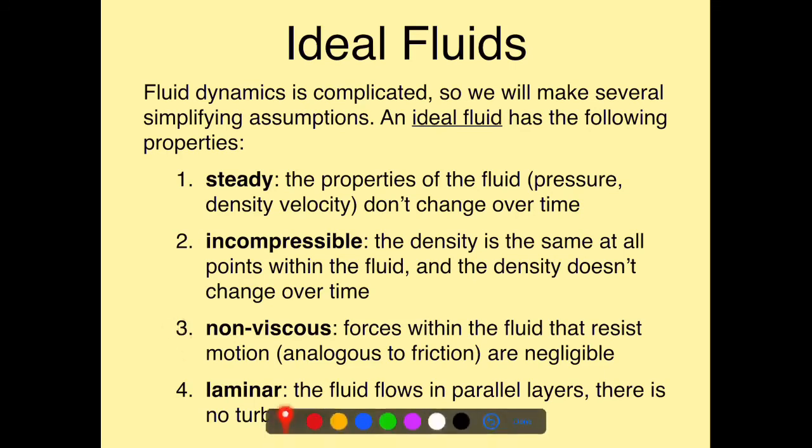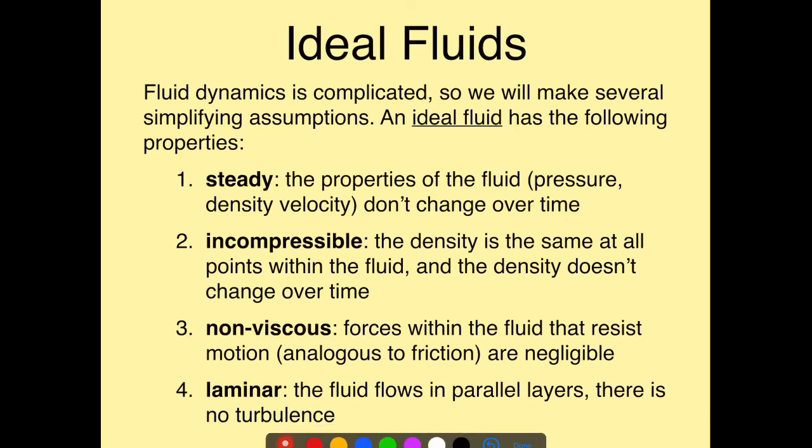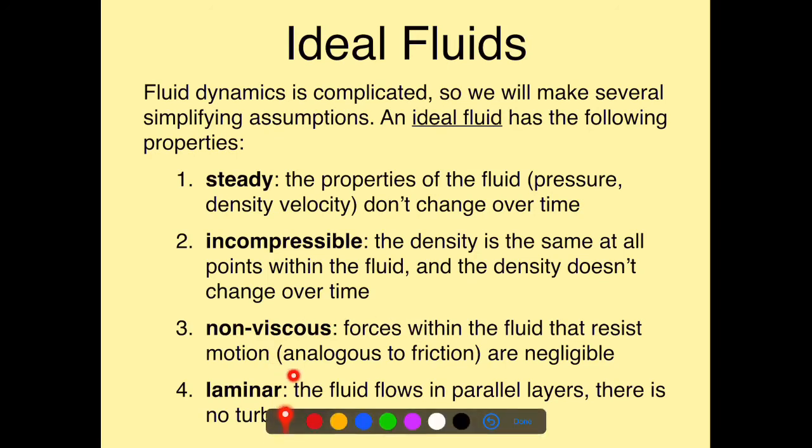The third assumption we're making is that the fluid is non-viscous. So forces within the fluid that resist motion, again, these are analogous to friction, we can ignore them. We're going to ignore viscosity, okay? And then 4, we're going to assume that the flow is laminar, not turbulent. That means the fluid all flows in nice parallel layers, and there isn't this chaotic turbulent motion that we saw earlier. So we're always going to be assuming these 4 things about our fluids when we study fluid dynamics, and that's going to make the equations a lot easier to deal with, okay? So this is what makes an ideal fluid.